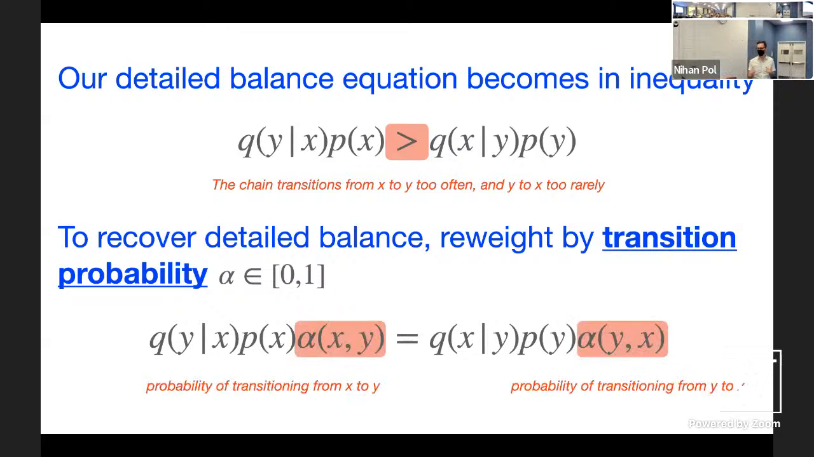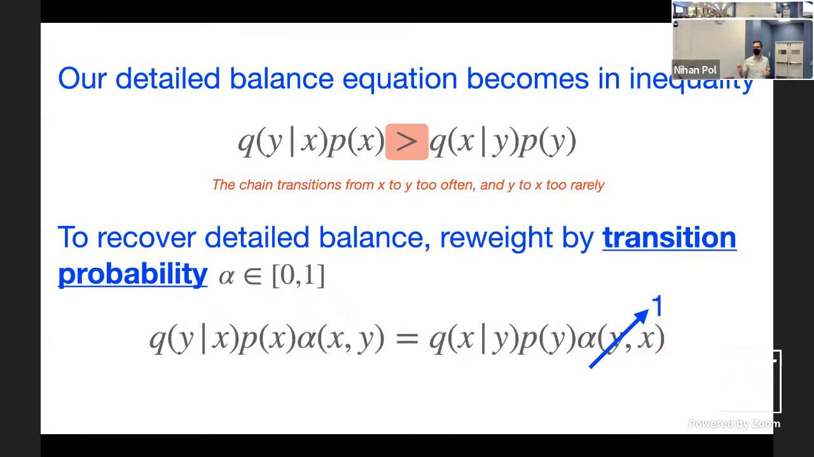Okay, so that alpha thing is the probability of transitioning from X to Y, given how I've defined my proposal distributions. And then the one on the right-hand side is the probability of transitioning from Y to X, again, given how I've defined these proposals.